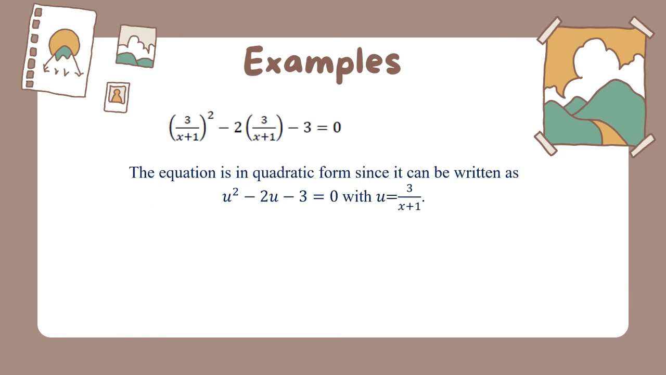And for our last equation, we have the quantity 3 over x plus 1 squared minus 2 times the quantity 3 over x plus 1 minus 3 is equal to 0 po. In this equation, we can easily determine the value of u, which is equal to 3 over x plus 1. Since we have already the exponent 2, 1, and the constant term. Therefore, this equation can be written in quadratic form, u squared minus 2u minus 3 is equal to 0.